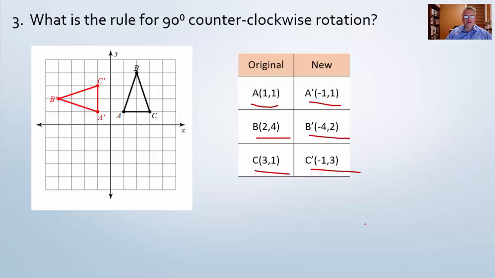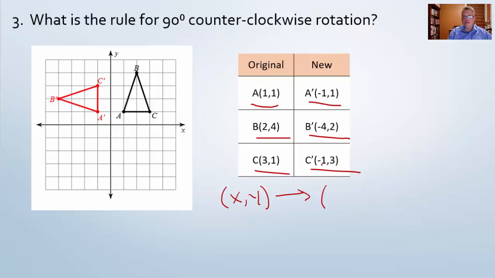So I want to look and see what's going on with the coordinates as we go from the original to the new. Well, I'm going to look at the last one. C had coordinates (3, 1), and C prime has coordinates (-1, 3). This gives me an idea for a rule. So when we write a rule, we tell what happens to a point (x, y). So (x, y), what happens to it? How does it become the new point?